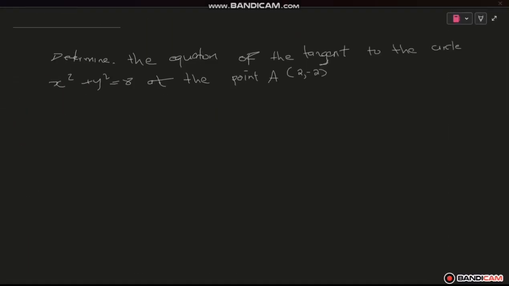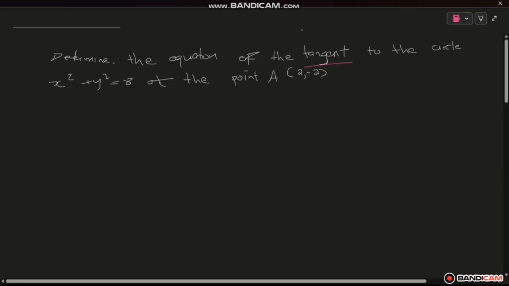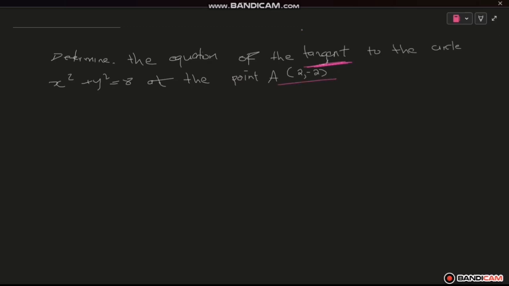Then you use the point of contact to find c. Okay, so here they want us to determine the equation of the tangent to the circle x squared plus y squared equals 8 at the point A (2; -2). So here we must find what? The center of the circle. They want us to find the tangent, so the most important thing is for us to find the center and that point.